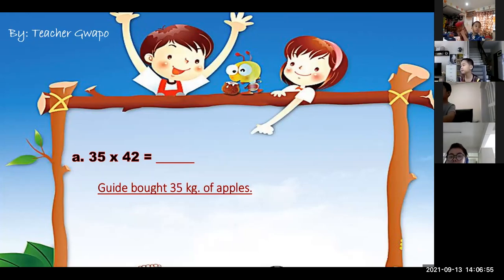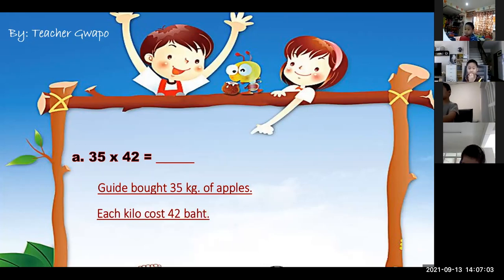Guide bought 35 kilograms of apples. And then each kilo cost 42 baht. So that's it. We use the name of Guide here. And then number 35, we write 35. And the item here is the apple. Guide bought 35 kilograms of apples. And then the price, each kilo cost 42 baht. So that's step number 1.